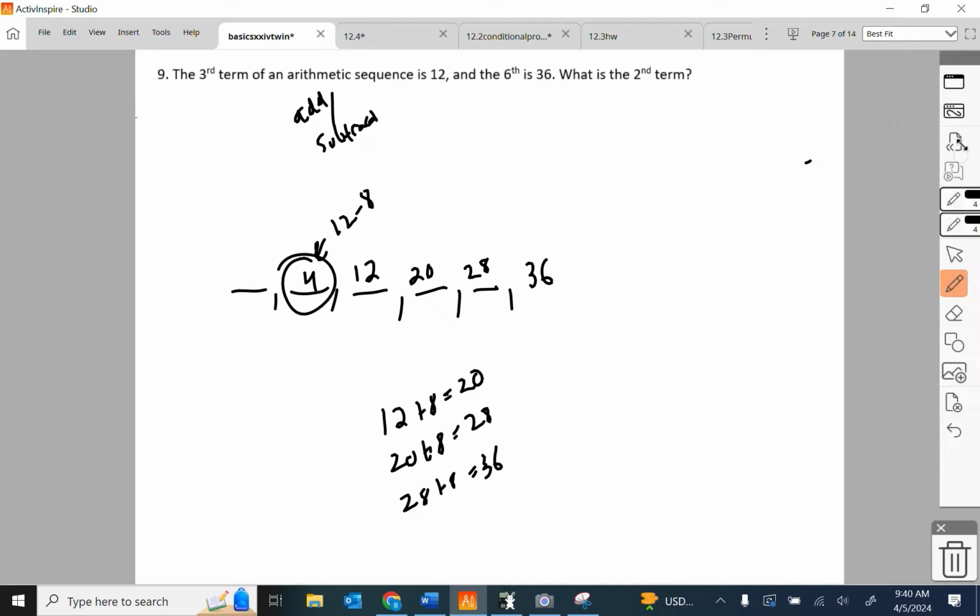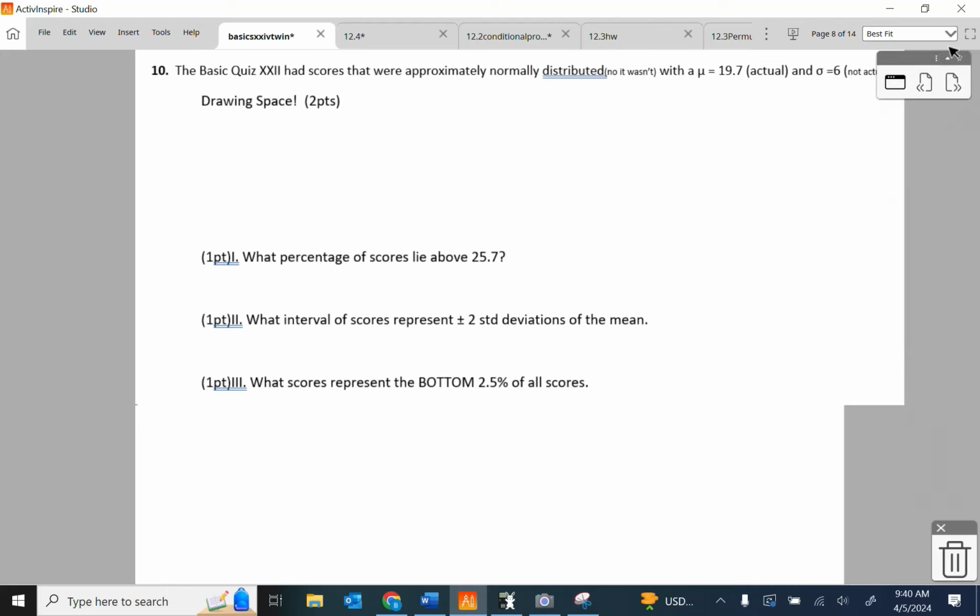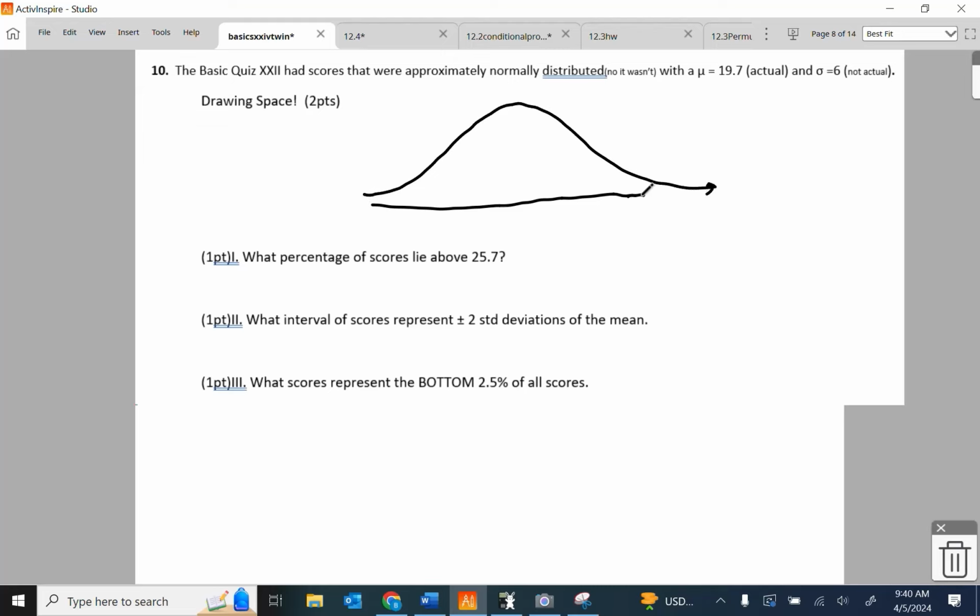They used to put questions like that on EOC. They were really simple. Here we have the question about Basics Quiz 22. It had scores that were normally distributed. They weren't. You would actually use what's called a t-distribution in statistics. But that's in statistics, not Algebra 2, with a mean of 19.7 and a standard deviation of 6. The mean is actual. The standard deviation is not. Standard deviation is like 13, so you can't even use a bell curve. It's just too blasted big.